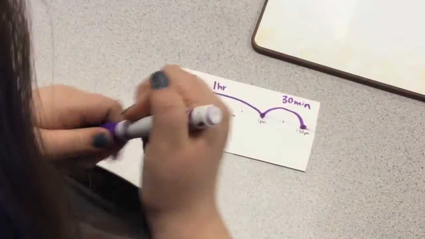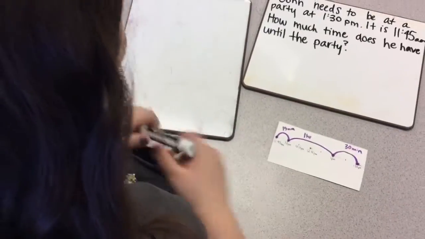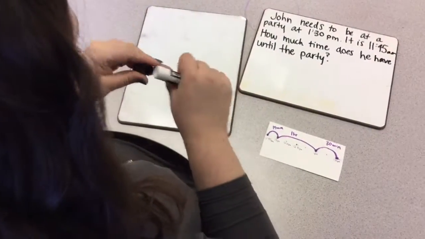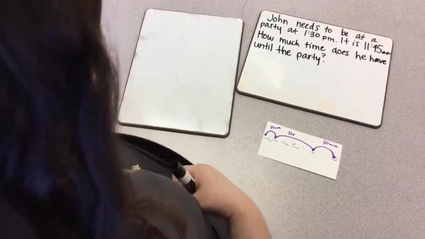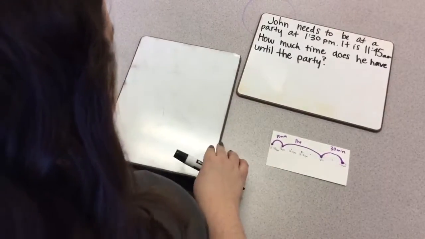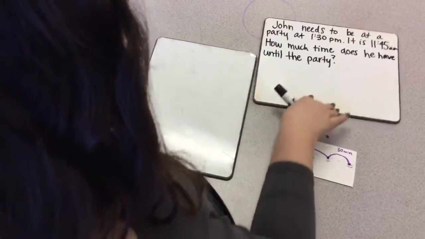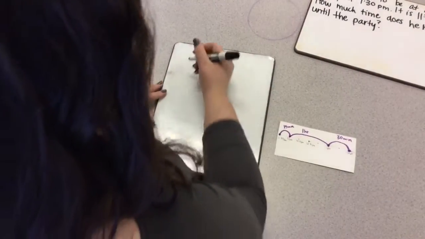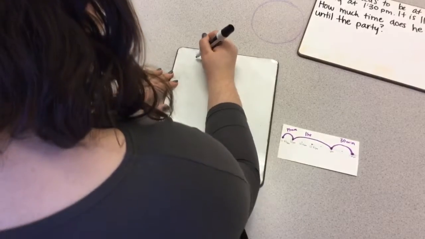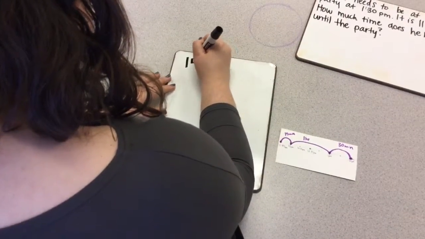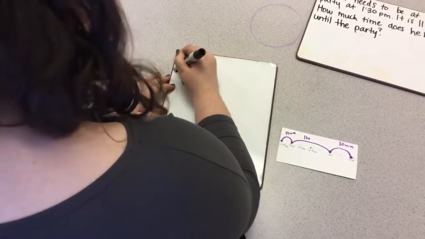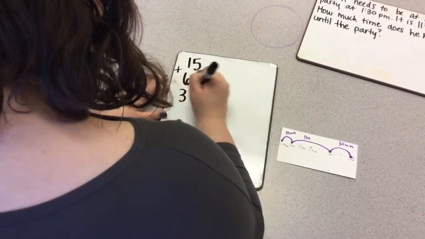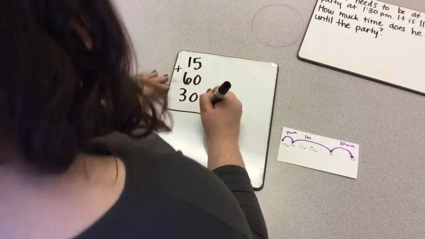Okay, so in order to solve this, we need to add, and instead of using 1 hour, we need to have everything in the same units. So everything needs to be in minutes in order to add it at first. So what we're going to do is 15 minutes plus 60 minutes plus 30 minutes. So 15 plus 60 plus 30.